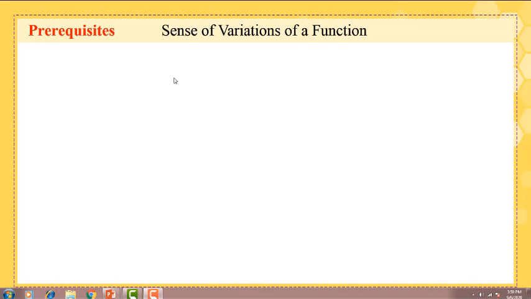Now we will talk about the second objective in this video, which is the sense of variations of a function. This means to determine whether the function is strictly increasing or strictly decreasing according to the values of x. In grade 10, we took 2 definitions.